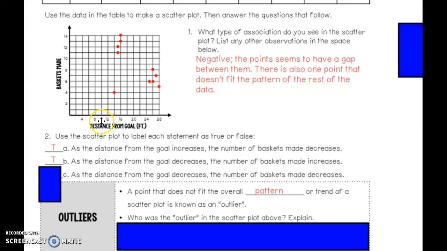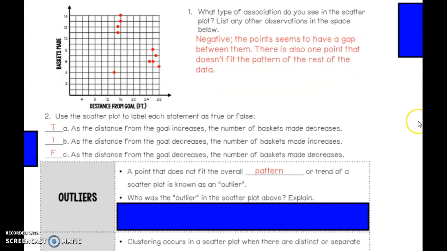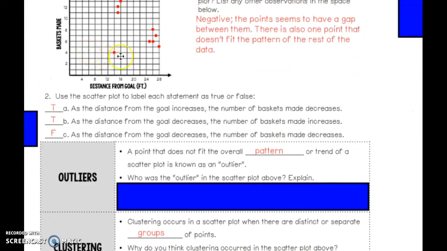For part C, as the distance from the goal decreases, the number of baskets made decreases. And this is false because as you get closer, we did have one person who made fewer baskets, but most people made more. So we're going to say false. Okay, so that one point that we talked about really doesn't fit the general trend of the other points. That's called an outlier. It's a point that does not fit the overall pattern or trend of the scatter plot, and that's what they're called, an outlier.